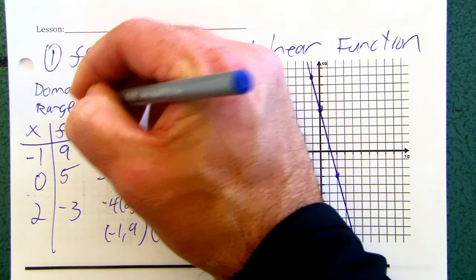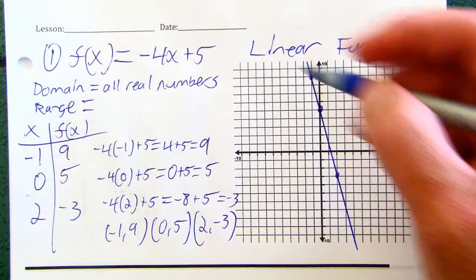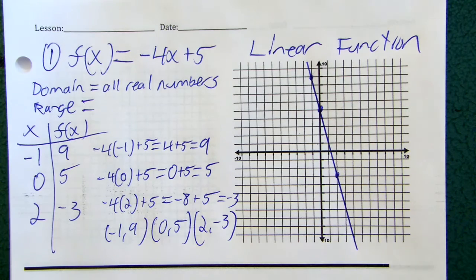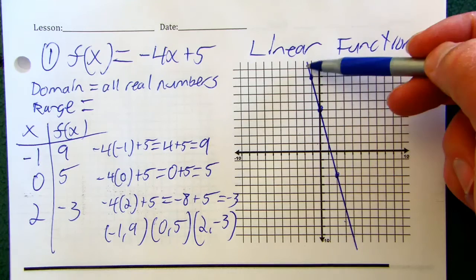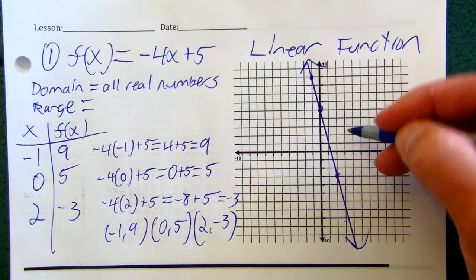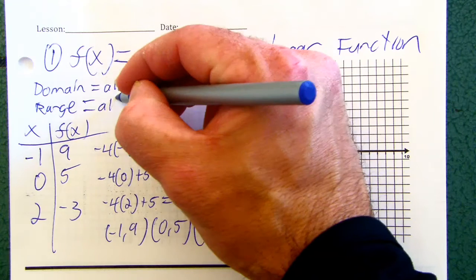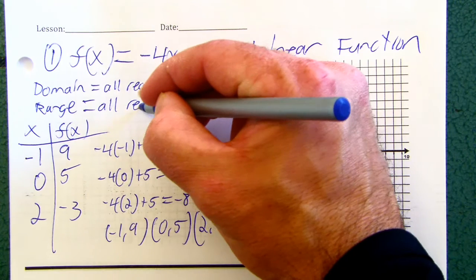So on these linear functions too, your domain is all real numbers, so I can substitute any number I want in. And this line goes on forever up, on forever down. So we talk about the y values you could get. Your range is all real numbers as well.